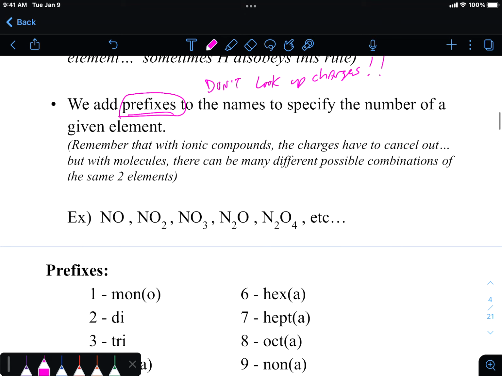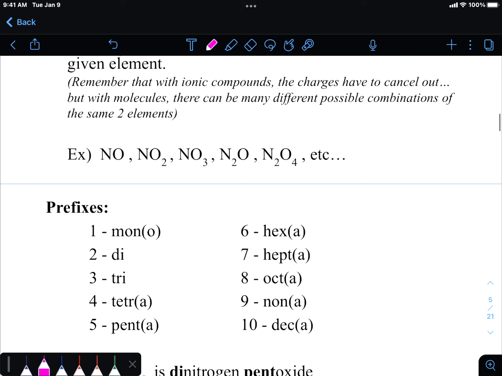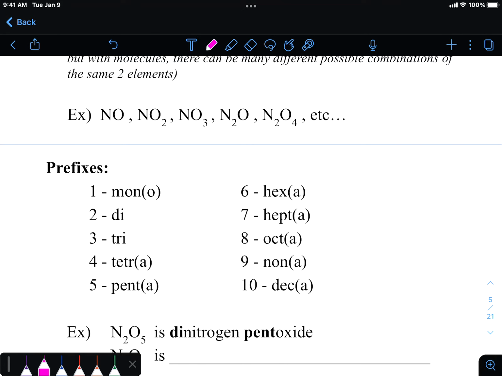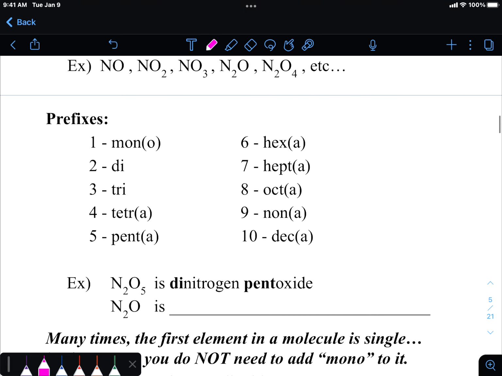So, what are the prefixes? Here they are. Mono, di, tri, tetra, penta, hexa, hepta, octa, nona, deca, right? You've seen these in geometry, although I think in geometry, hepta is septa instead, right? But other than that, I think they're the same. So, to name a molecular compound, you simply look at the formula, at the subscript, and you use the appropriate prefix.